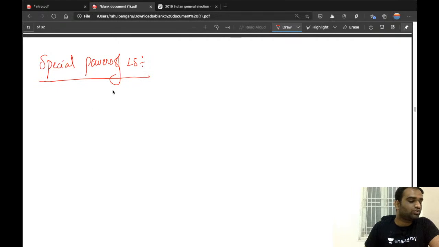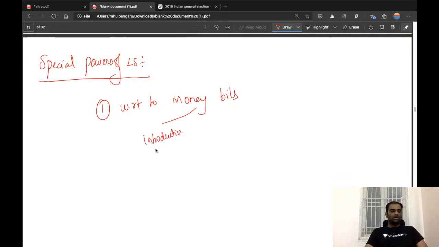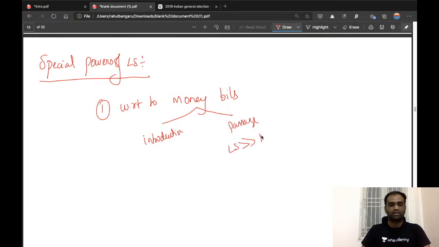Now, Lok Sabha enjoys special power with respect to money bills, and in money bills, Lok Sabha enjoys two kinds of special powers. One, in its introduction: a money bill can be introduced only in Lok Sabha, not in Rajya Sabha. So with respect to introduction itself, Lok Sabha enjoys more power compared to Rajya Sabha, and even in passage, Lok Sabha has greater power compared to Rajya Sabha.